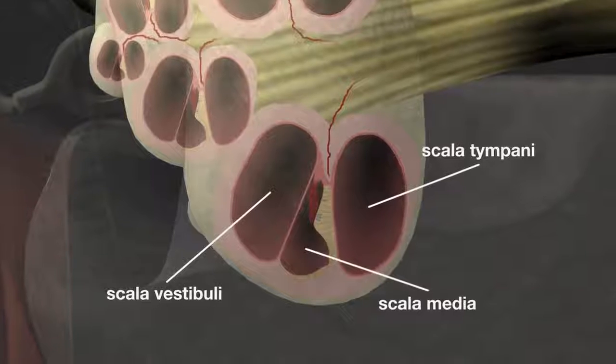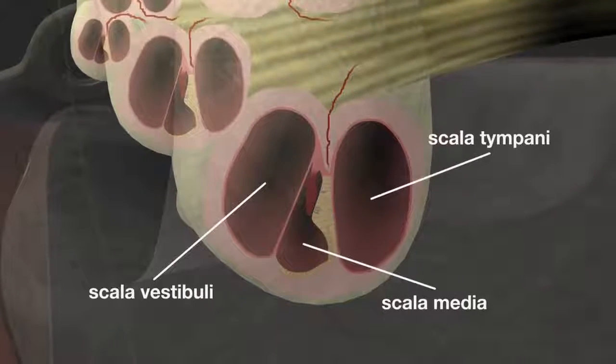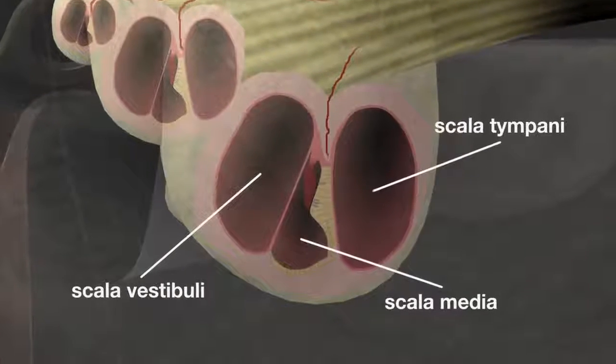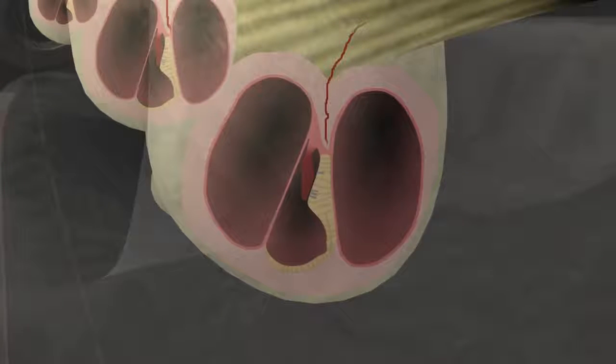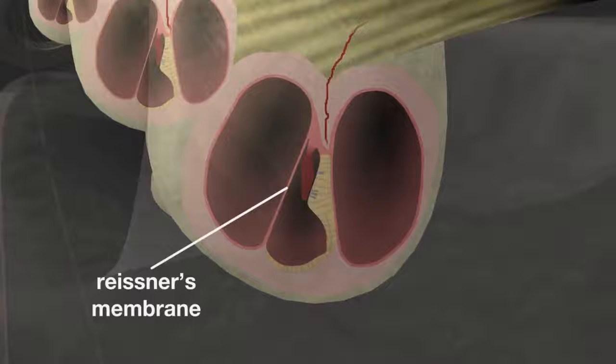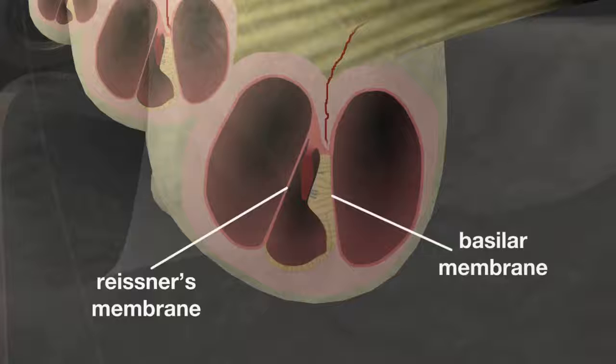The scala vestibuli and the scala tympani contain perilymph fluid. The scala media contains endolymph fluid. The Reissner's membrane separates the scala vestibuli from the scala media, and the basilar membrane separates the scala media from the scala tympani.